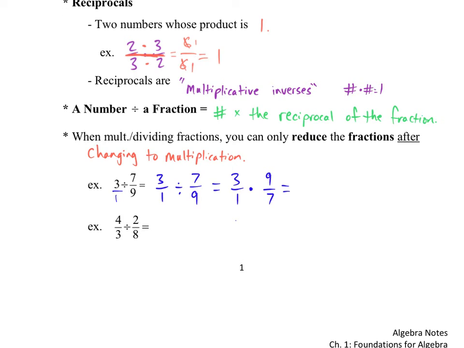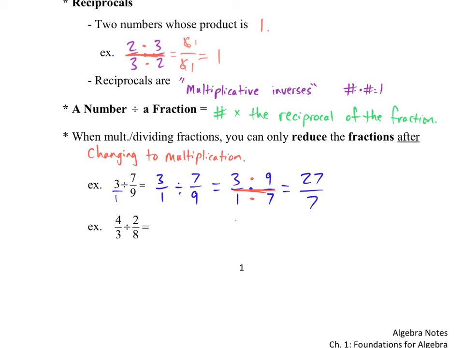All right, so now when we have this, there's nothing in the numerator and nothing in the denominator that can both be divided by the same number other than 1. So we just go through and do the math. Make it one ginormous fraction, multiply the numerators, multiply the denominators, and I get 27 over 7.